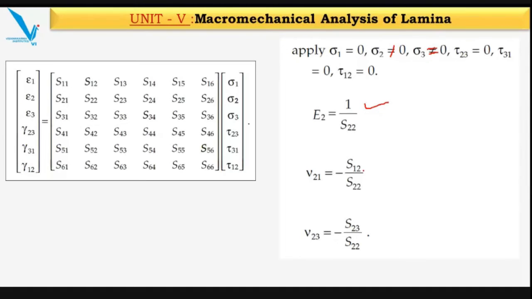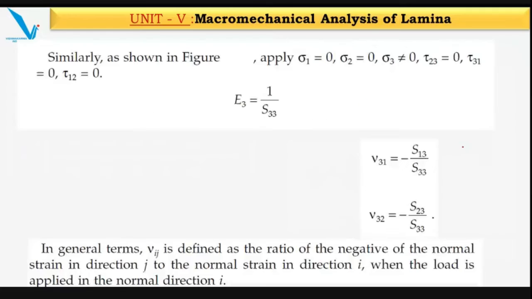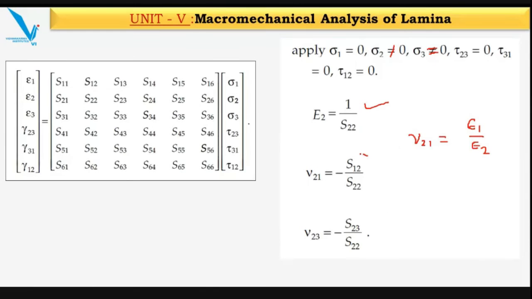Similarly, we can write this. And that is the ν. Quickly, I will write here ν_12 is equal to ε_1 upon ε_2. If you take the ratio of ε_1 upon ε_2, then you will get this one. Again, what is ε_1? Because all the other terms are 0, ε_1 is equal to S_12 into σ_2.